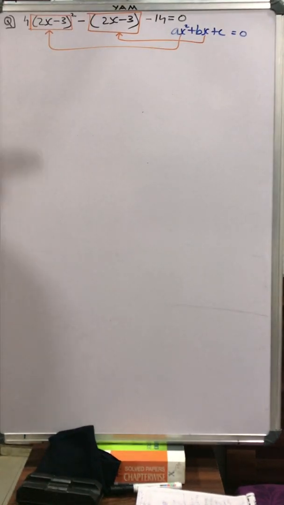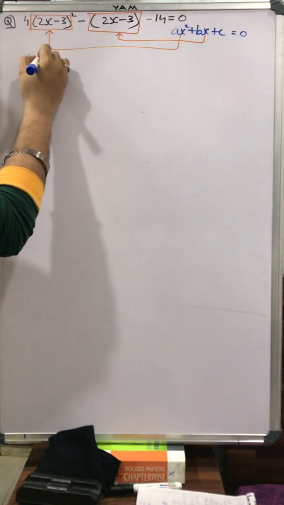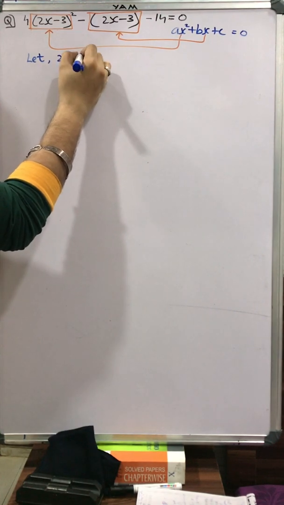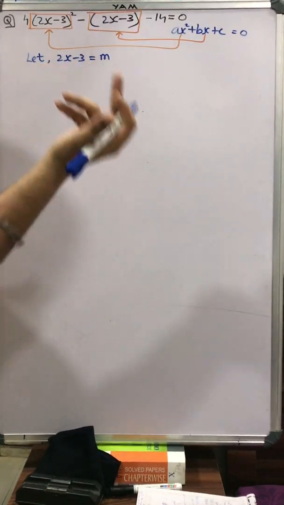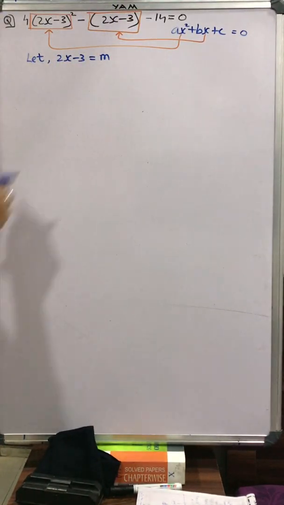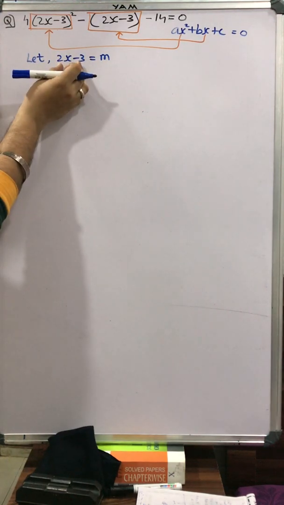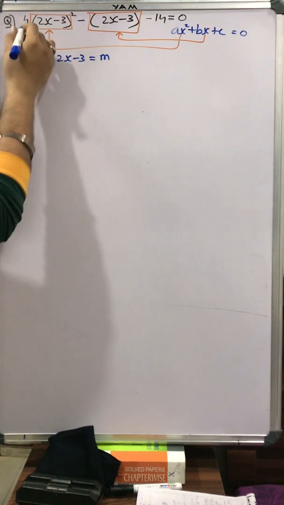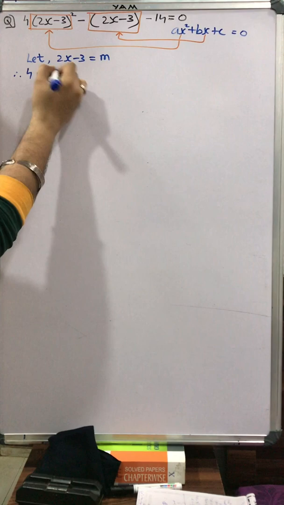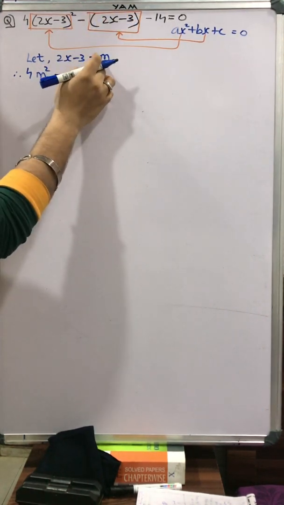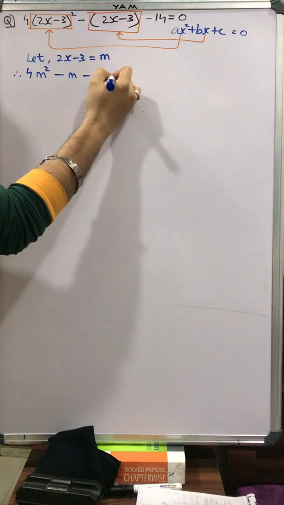Okay. So when such types of sums come in the exam, we need to substitute, because if we don't substitute, then it's very difficult to solve such questions. So how to solve? I'll say let 2x minus 3 is equal to m. You can take any alphabet except x. Don't take x because x is already involved in the question. I took m. So now wherever 2x minus 3 appears, we will put m. Therefore it becomes 4 times m square, minus, then 2x minus 3 again, whose value is m, minus 14 is equal to 0.